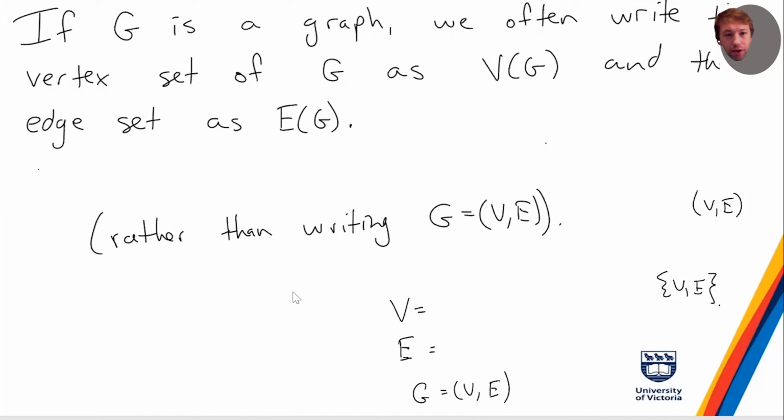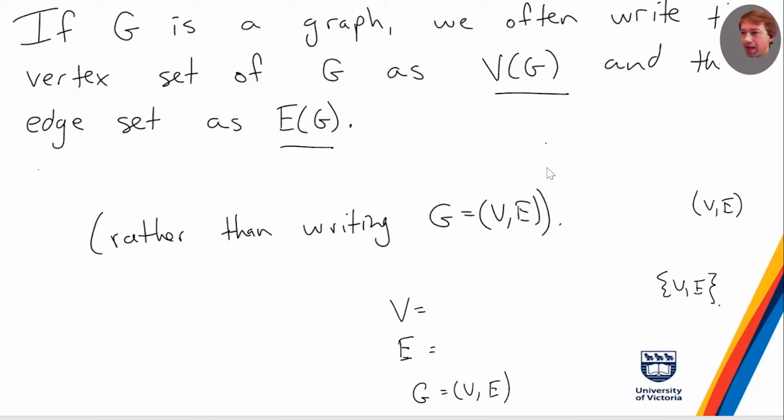Okay, so you may define a graph without specifying what is V, what is E. And when you do that, we still want to be able to say what is the vertex set of G and what is the edge set of G. And the notation we use for that is V of G and E of G.